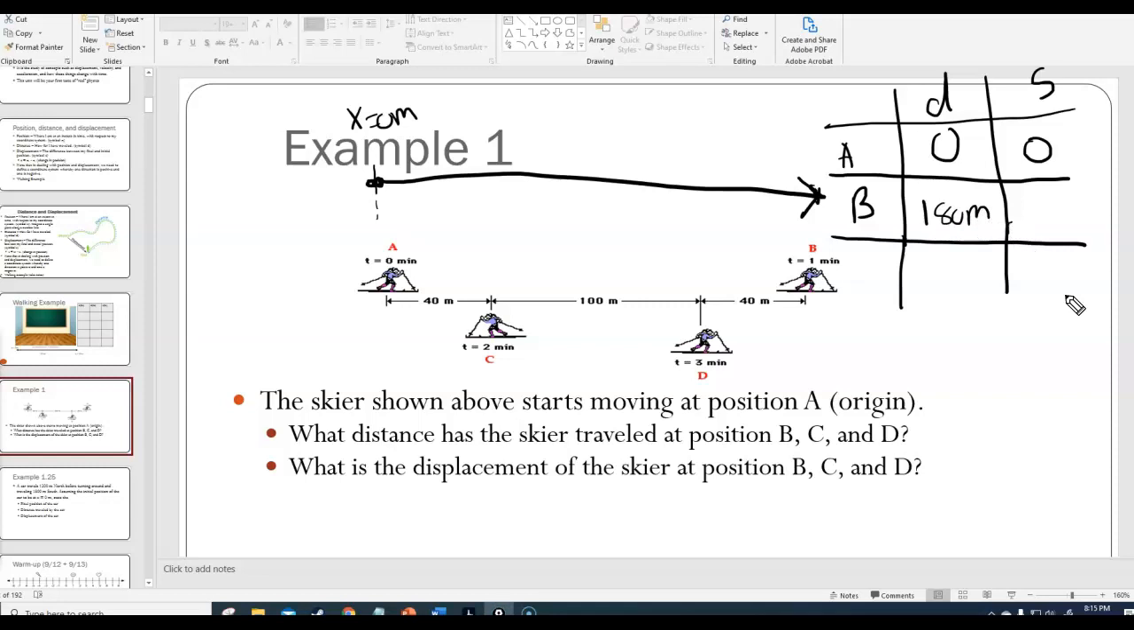Now, what about their displacement? Remember, their initial position was over here at 0 meters. When they get to B, their final position is at 180 meters. That means their displacement at B is also 180 meters.